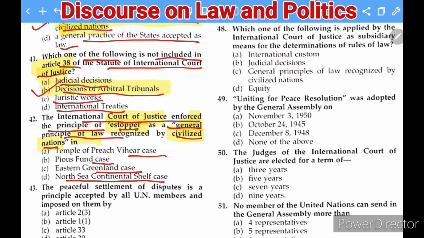So, in which case the International Court of Justice enforced the principle of estoppel as a general principle of law recognized by the civilized nation? So, which is the right answer? And the right answer of this question is Pious Fund case.